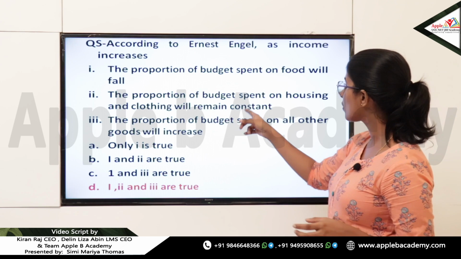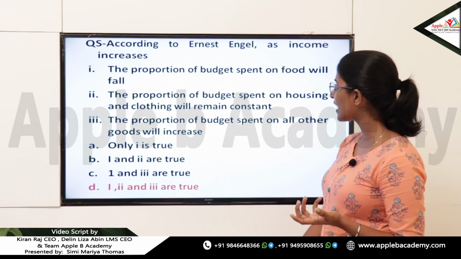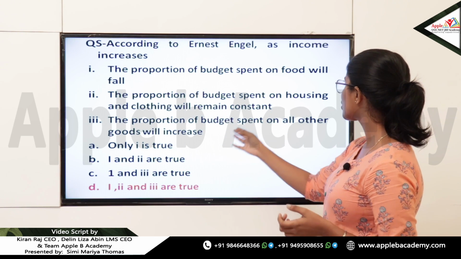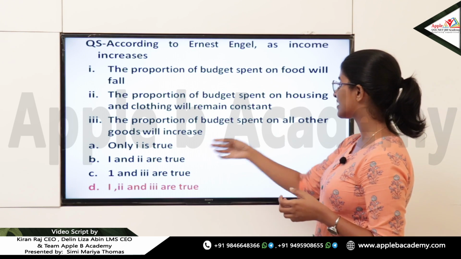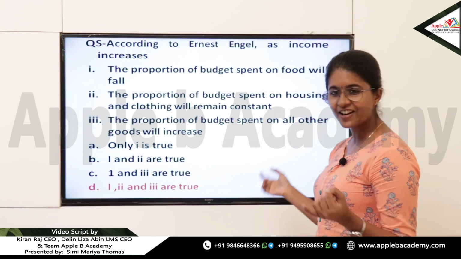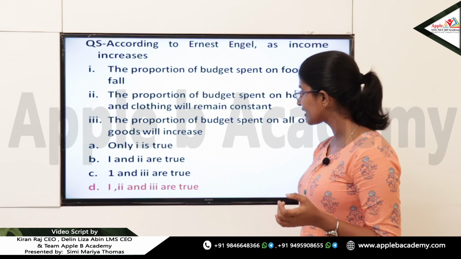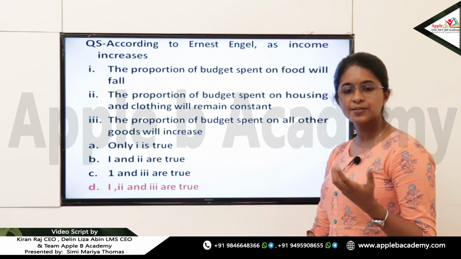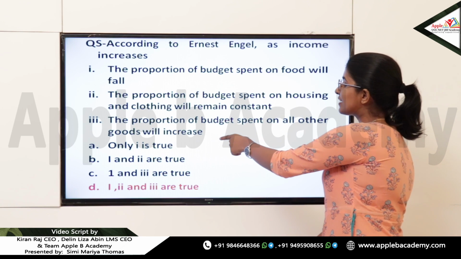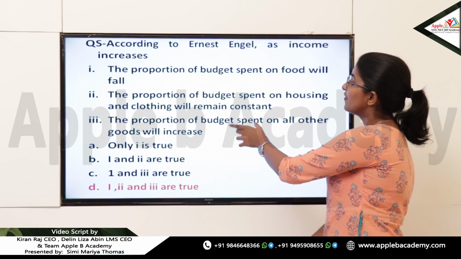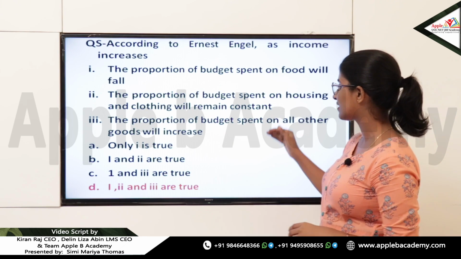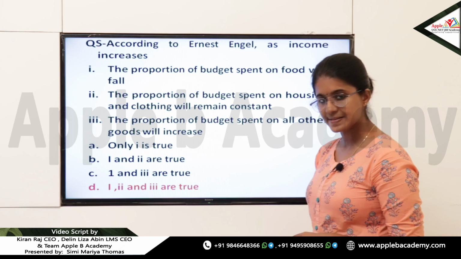We know that other than housing and clothing, the other aspects like rent, fuel and light will also remain the same, and the proportion of the budget spent on all other goods will increase. Here, all other goods will be luxury goods, like education, health and recreational facilities, whose consumption will increase with increased income. So in this question, 1, 2 and 3 will be correct. D will be the answer.